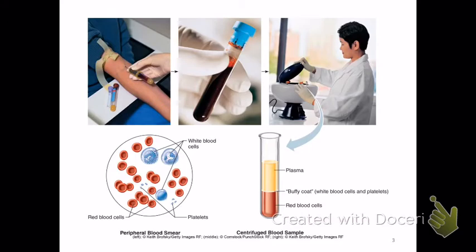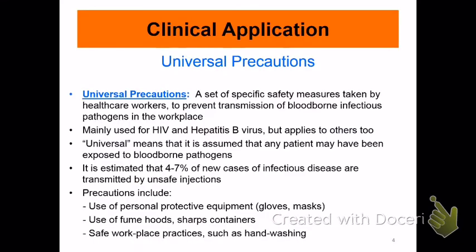And so that just kind of shows you about how much of everything, like how much plasma, how much platelets. And plasma is just the liquid. And then how much red blood cells.